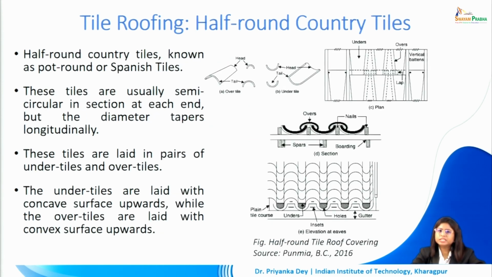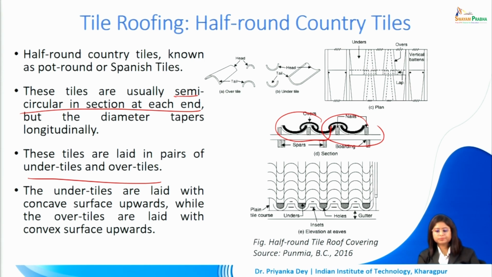The half round country tiles, also known as the pot round or Spanish tiles, are usually semicircular in section at each end. But the diameter tapers longitudinally. So though there is a slight curve throughout the tile, it will be slightly narrower at one end and wider on the other. Now these tiles are laid in pairs of under tiles and over tiles. So we will always have two shapes coming together. Now the under tiles are laid with concave surface upwards, while the over tiles are laid with convex surface upwards, as one can see in the figure depicted here.